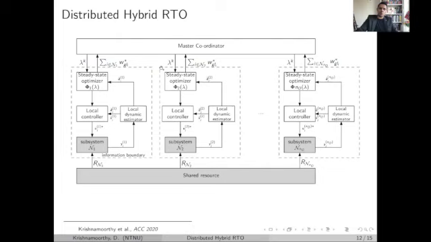And here we also show this information boundary shown in this gray dashed box, which shows that the only information that leaves the information boundary and is thus shared across the different organizations is the Lagrange multiplier, also known as the shadow price, and the total shared resource utilization.